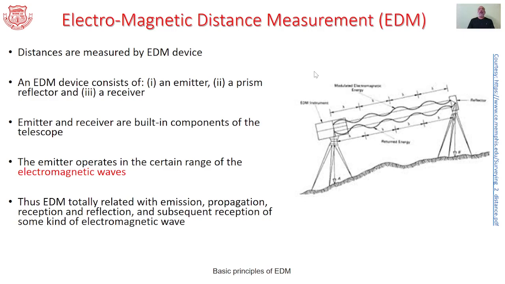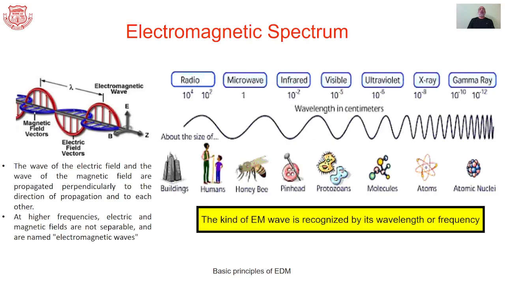Again, as we move ahead, this concept will be clearer to you. So this electromagnetic spectrum can be considered in the form of radio waves, microwaves, infrared waves, visible waves, ultraviolet waves, X-rays, gamma rays.